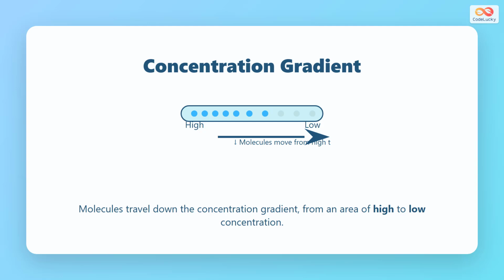To understand passive transport, we need to understand what a concentration gradient is. A concentration gradient exists when there are more molecules in one area compared to another. Molecules naturally move from the area of high concentration to the area of low concentration. This movement continues until the molecules are evenly distributed. This natural tendency to spread out is what drives passive transport.